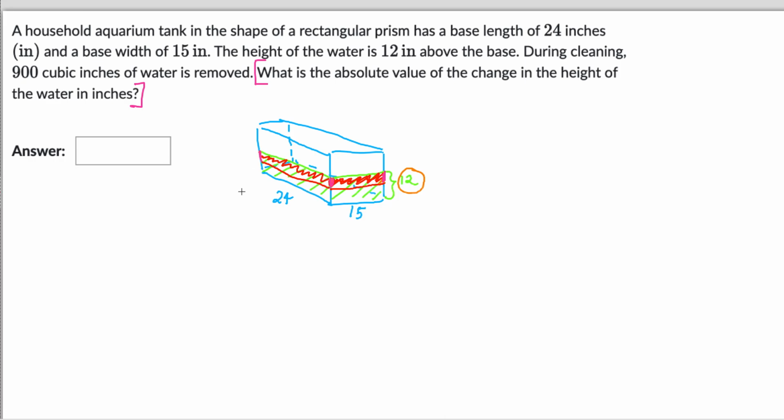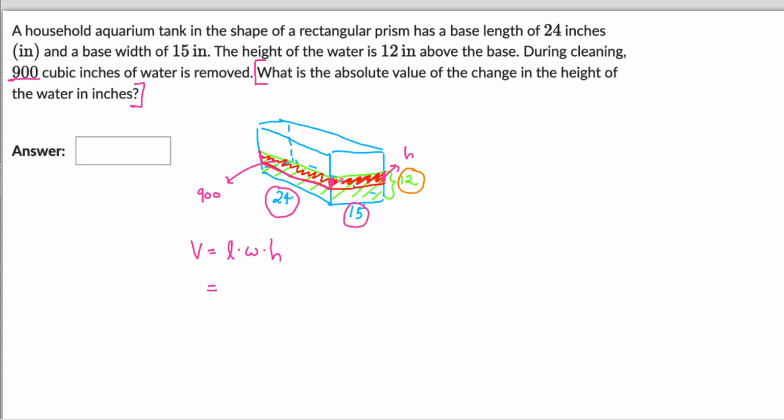But I can do that easily because this red volume of water, I know how much was pumped out. During cleaning, 900 cubic inches. So this entire red volume of water is 900 cubic inches. And again, I'm looking for this pink height here. I also know the length of this volume. It's 24. And I know the width. The only thing I don't know is the height, h. I know that the volume of a rectangular prism is length times width times height. I know that this water that was pumped out is in the shape of a rectangular prism.